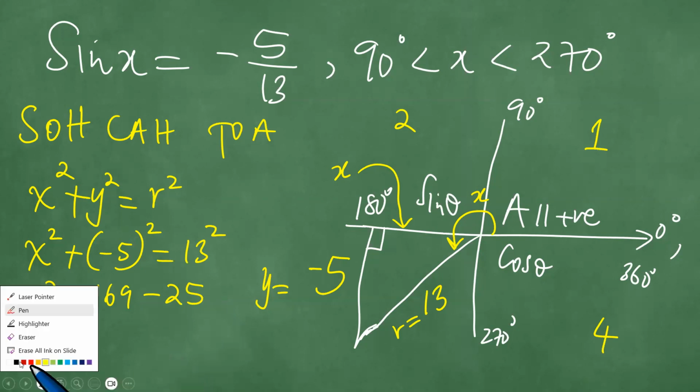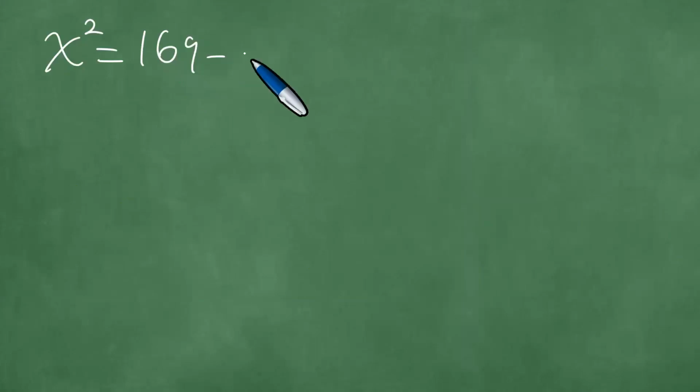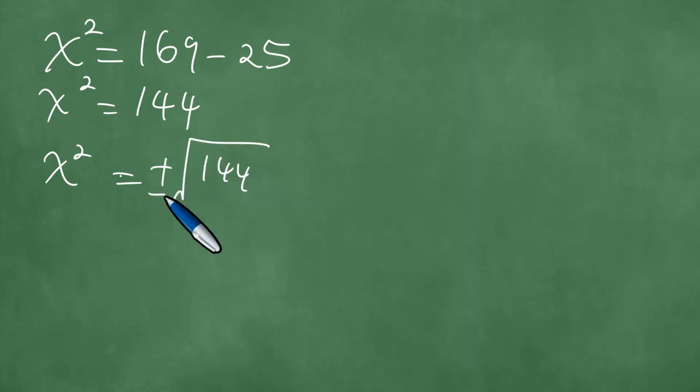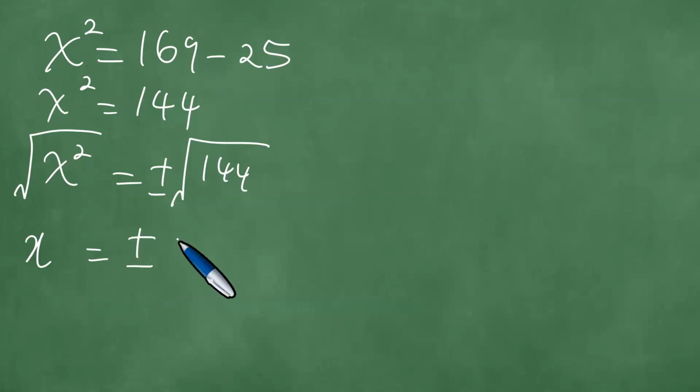Okay, so what do we obtain out of these? So we have, therefore, that x squared is 169 minus 25. What is 169 minus 25? What do you think, Tando? All right, it's 144. And therefore, if we want to get the answer, we apply the square root and we put a plus or minus. The square root removes the square from the x. And therefore, we have the square root of 144, which is only 12. Okay, so x is plus or minus 12.